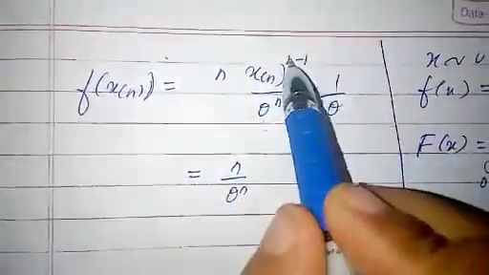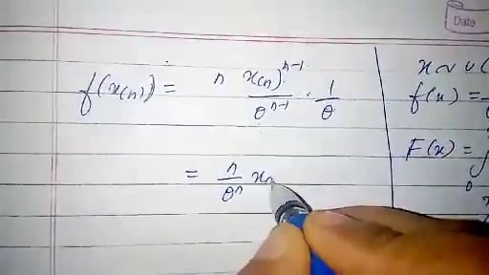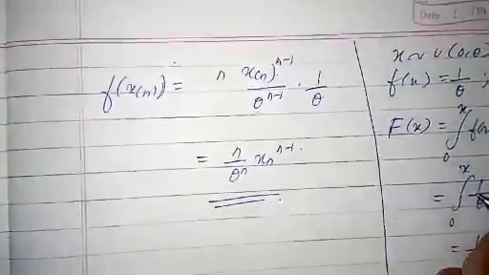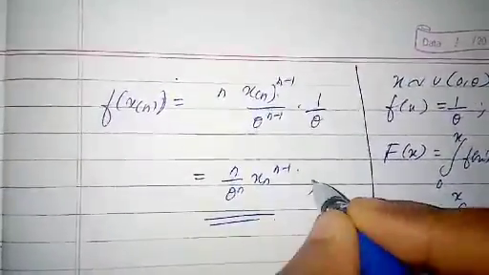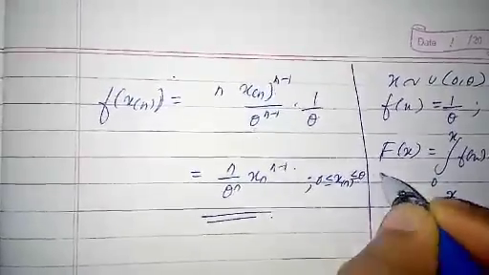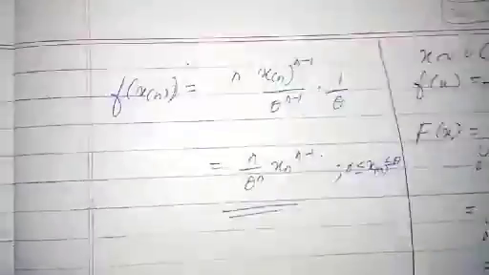Then the remaining term xn power n minus 1. This is the nth order statistic for x following uniform 0, theta distribution. Then what is the range? 0 less than or equal to xn less than or equal to theta is the range. Understood?